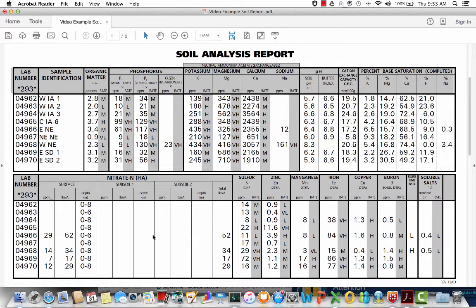Those are really decisions for you and your agronomist to make together to decide on how deep you want to look at nitrates, and of course a lot of that's going to have to do with how deep you think those crop roots are going to be able to go to access that nitrogen in the soil, those nitrates in the soil. So we have the 4 test results here.